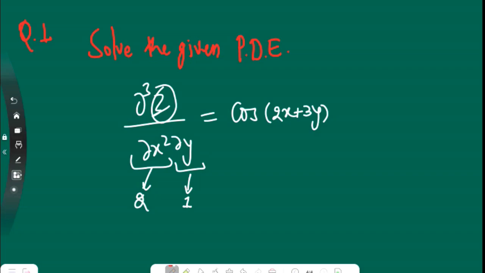So how are we going to solve this? For solving this, we have to integrate it. Why? Because it has already been differentiated. So for solving, we have to integrate it with x and y, because the opposite of differentiation is integration. Okay, let's start.